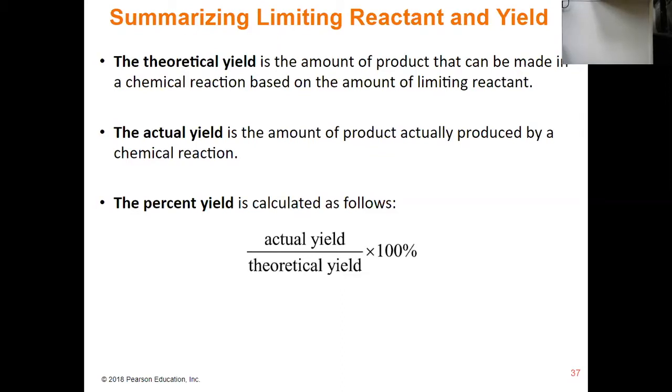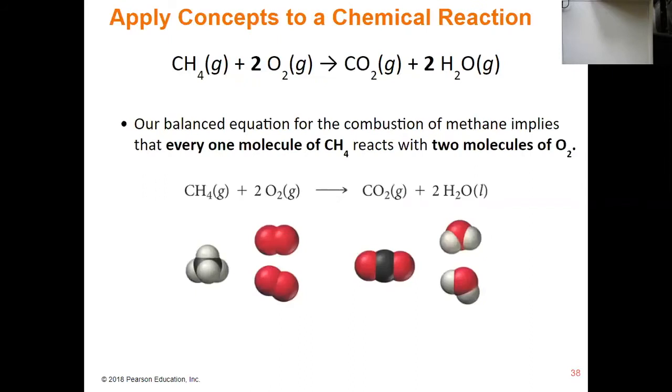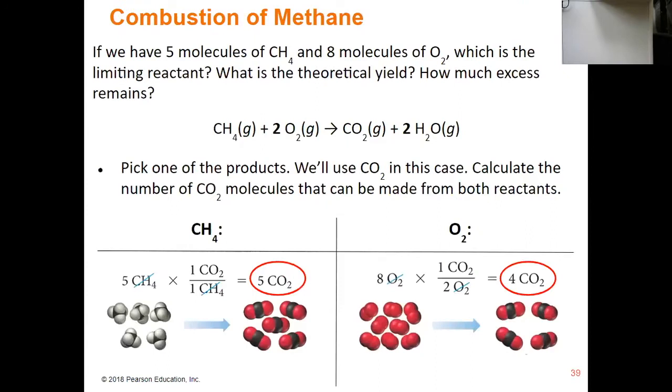Okay, so now we're going to run through a visual example of each of these steps, kind of like we did with the pizza, but now with some chemicals here. So here is a balanced equation for the combustion of methane. Every 1 molecule of CH4 is going to react with 2 molecules of O2 to produce 1 molecule of CO2 and 2 molecules of water. Okay, so here is our question, here's our setup.